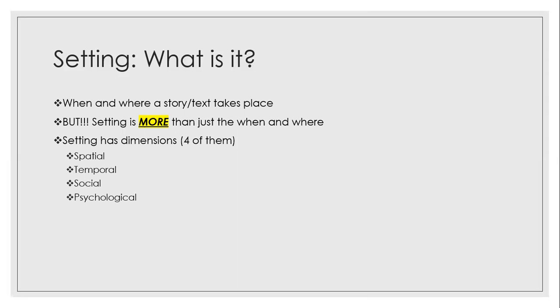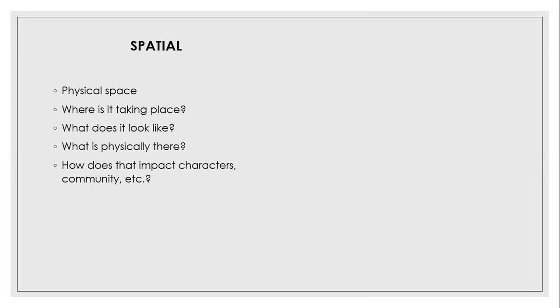So let's learn something about these. Spatial is your physical space. When you're thinking of spatial setting, you're thinking, where is it taking place? What does it look like? What's physically there? Are there lots of buildings, or is it lots of open fields and farmland? Is it a city? Are there lots of trees? And if you're in a particular building, what is in that building where the characters are right then and there? Is there a TV or a couch, or is it just an empty room?